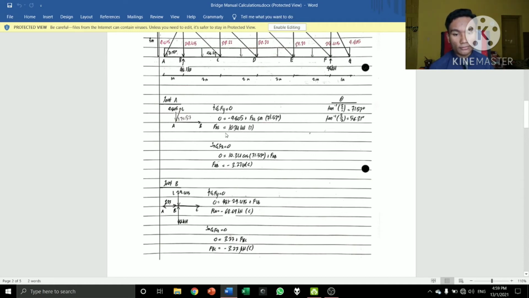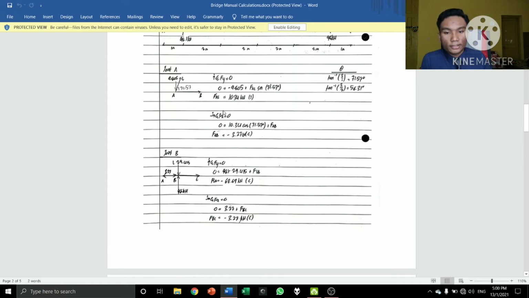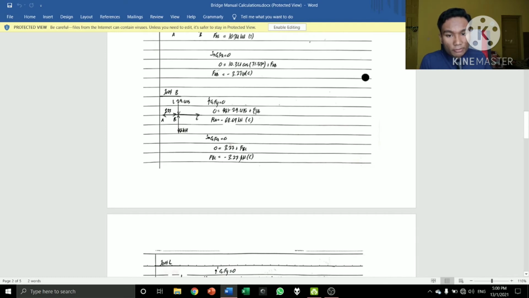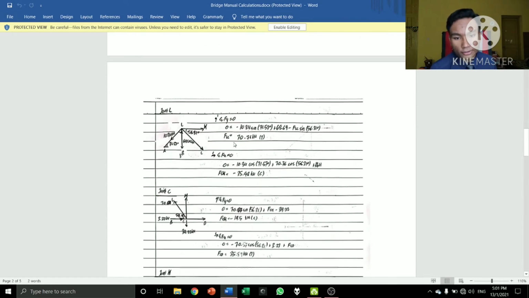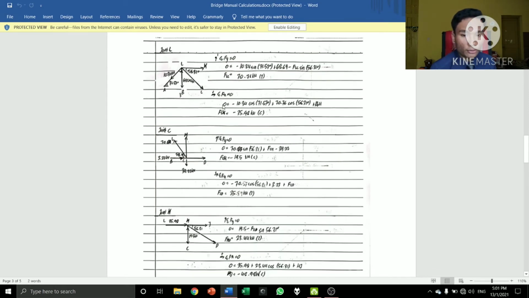So we got the value of FAL as 10.34 kilonewtons, which is in tension. Next, for the total forces in the x direction, we got FAB equals 3.27 kilonewtons, which is in compression. Next, for joint B, we apply a similar method as before, and we got FLB equal to negative 68.69 kilonewtons. We got the value of FBL equals negative 3.7 kilonewtons, which is in compression. At joint L, we got the value of FLC, which is 70.76 kilonewtons in tension, and the value of FLK, which equals negative 35.98 kilonewtons in compression.